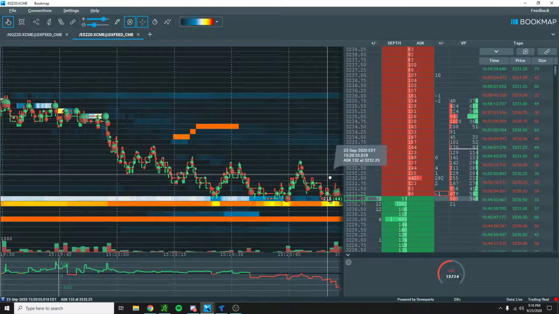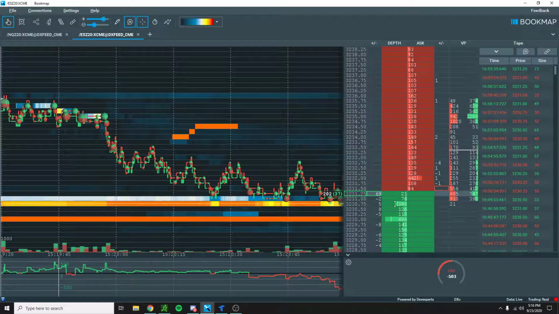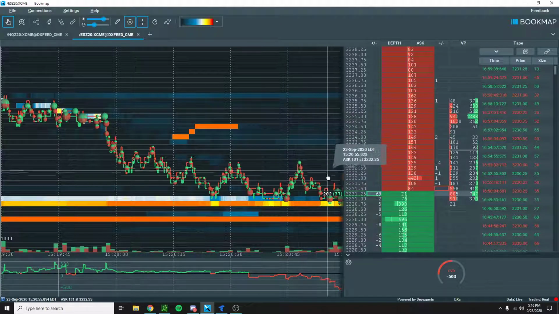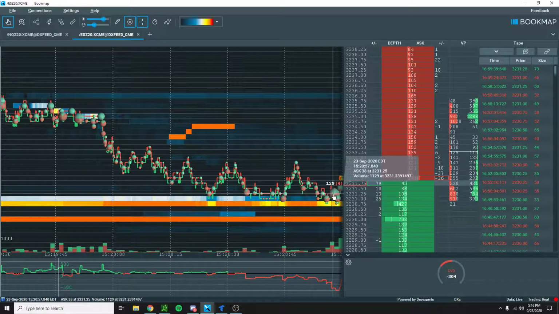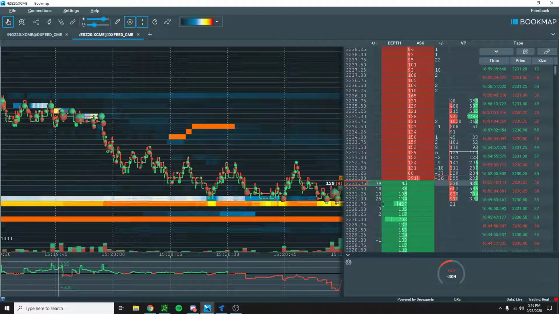380, 386, 398. You guys see how they're just reloading, reloading? They keep bidding it. And then obviously look at this volume right here. 1,000 contracts went through, and they couldn't get below it.